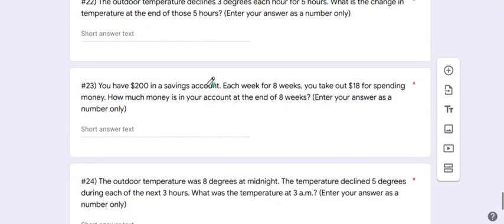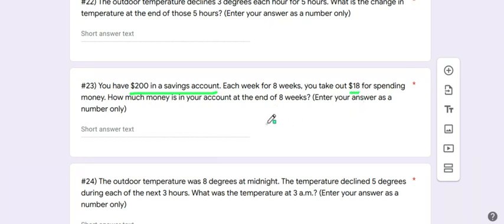That's how much it went down. All right, number 23, it says you have $200 in a savings account. Each week for 8 weeks, you take out $18 for spending money. How much money is in your account at the end of 8 weeks? Enter your answer as a number only. So you start with $200 in your account. That's how much you have currently. And each week for 8 weeks, you take out $18.